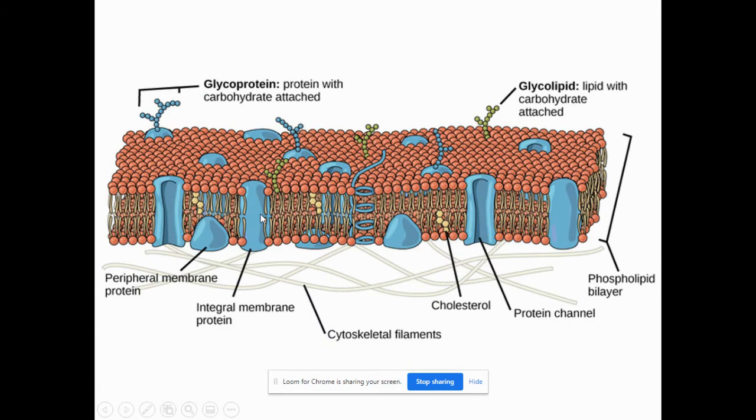So here you have your phospholipids. Now these lipid bilayers can move across one another, and so that's why it's called the fluid part. And then the mosaic part comes from the fact that you have all different types of molecules that make up the plasma membrane.